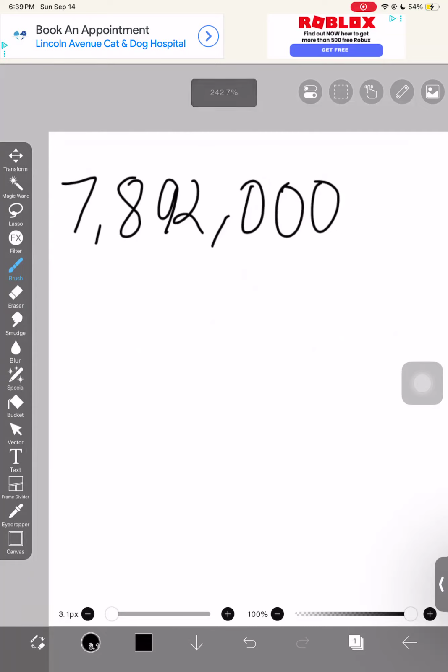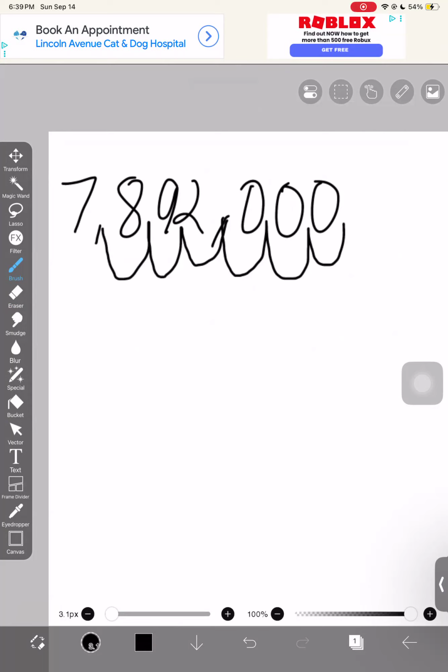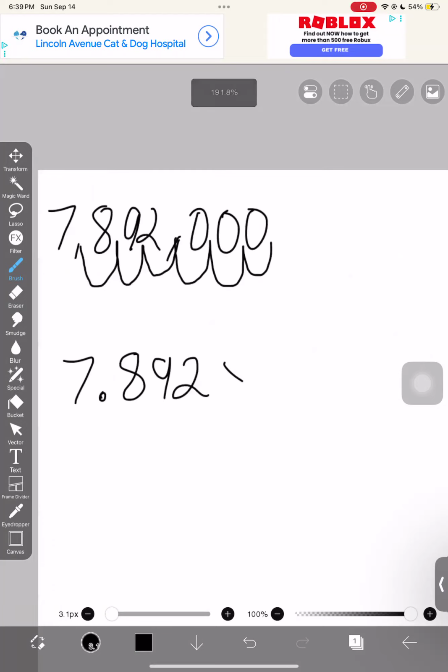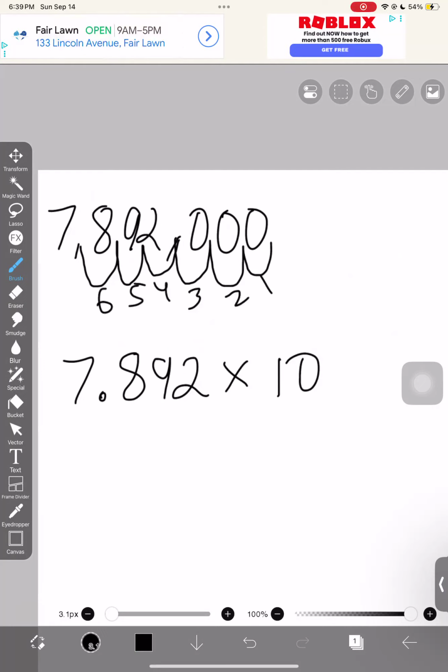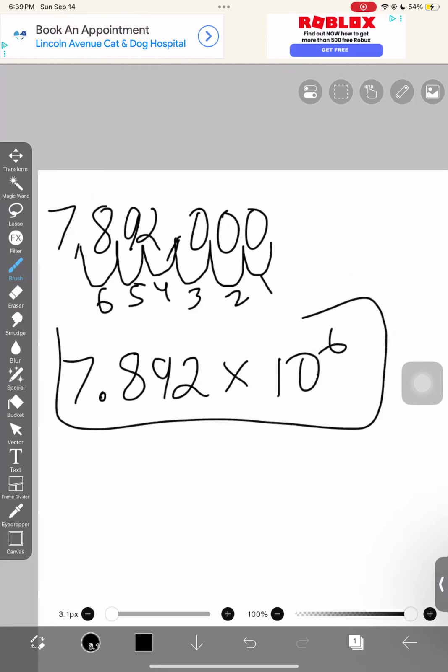Right, same thing. It's a very large number, so it's going to be positive. So we go 1, 2, 3, 4, 5, 6. We get 7.892 times 10 to the power of 6.